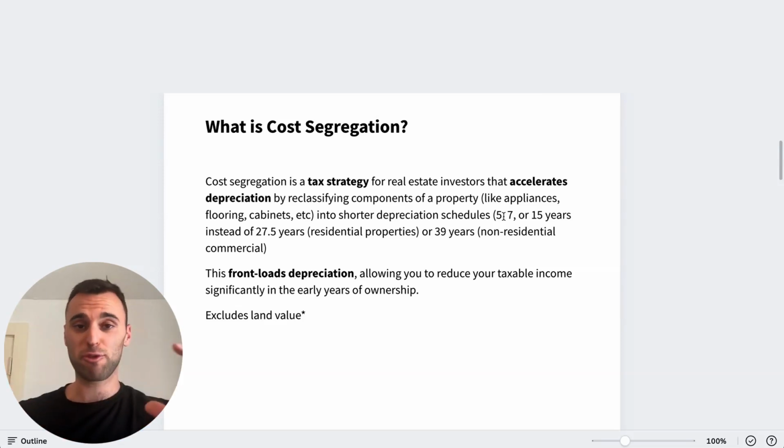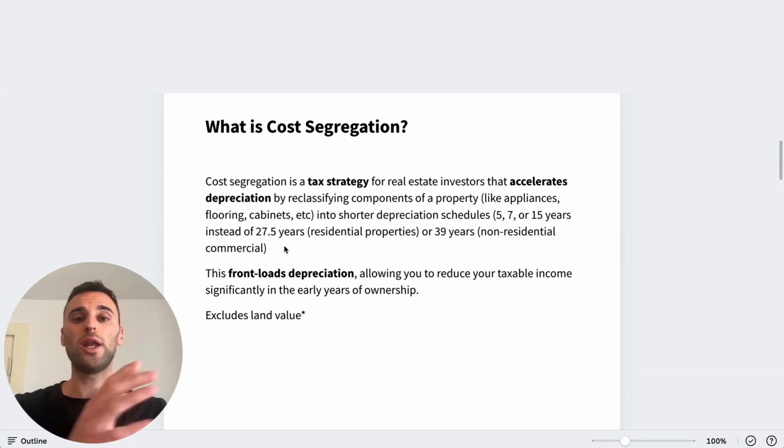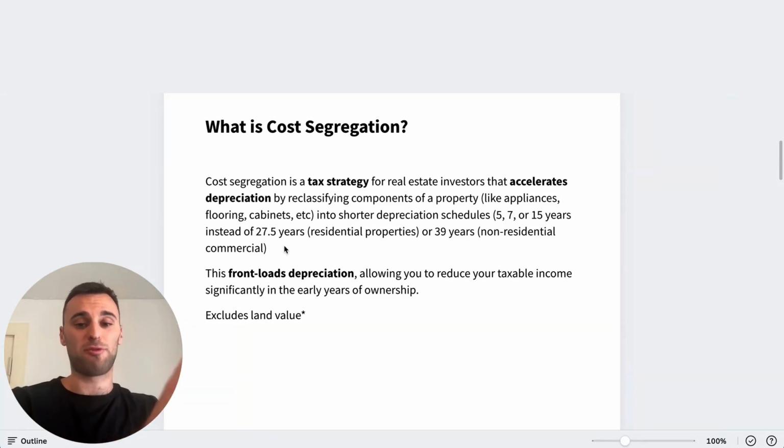And I know this is a lot of information. I'm going to be breaking down examples to make it super easy to understand, because I did not understand this topic when I first learned about it. So I'm going to make this as simple as possible. I just had to throw out the definition for you guys. So essentially what we're doing here is front-loading depreciation. Instead of taking the benefits over 27.5 years evenly, we're taking a lot of it up front, which is going to allow you to reduce your taxable income in year one.